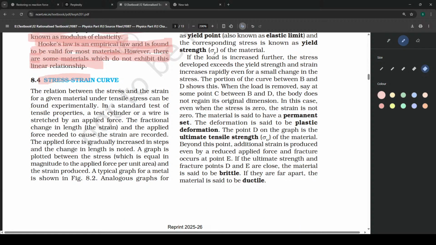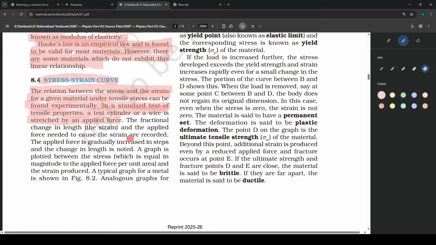The next main topic is the stress strain curve. The relation between stress and strain for a given material under tensile stress can be found experimentally. What they are saying here is, we can find the relation between stress, force per unit area, and strain, change in dimension per original dimension, of any given material under tensile stress, elongating stress, experimentally. In a standard test of tensile properties, a test cylinder or a wire is stretched by an applied force.